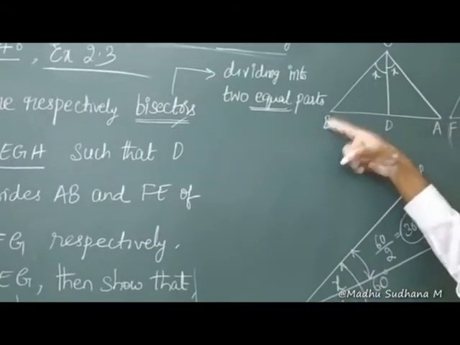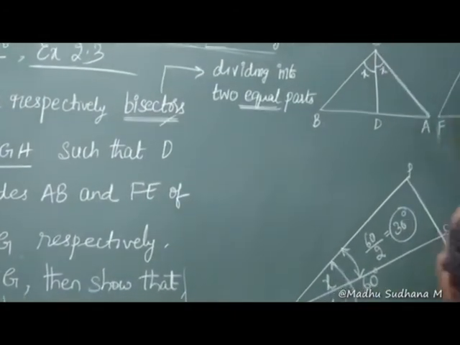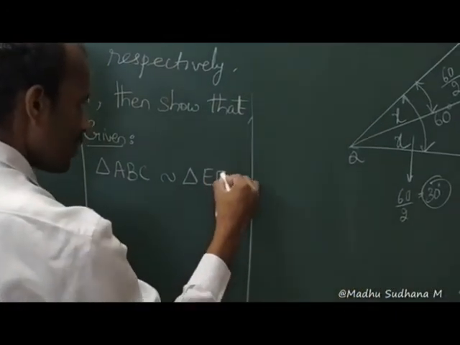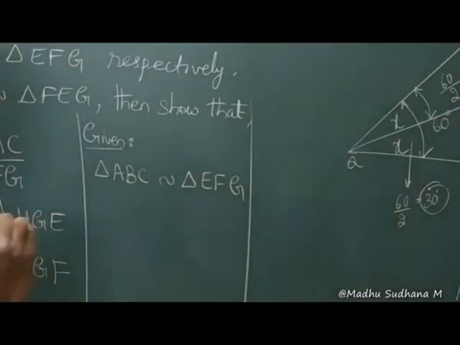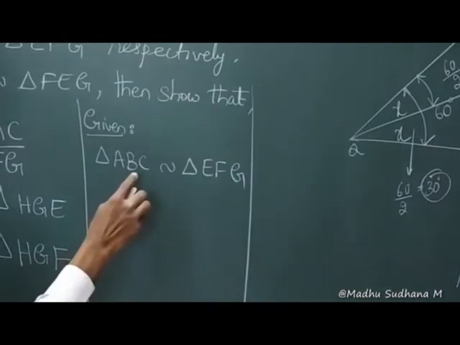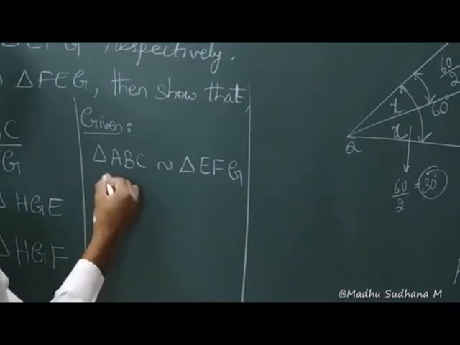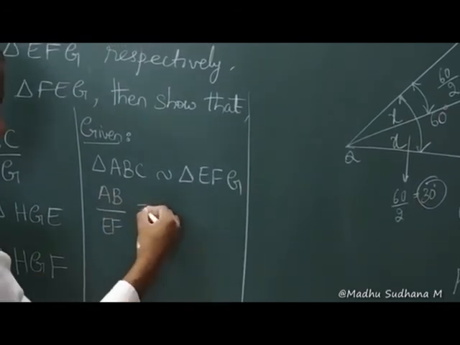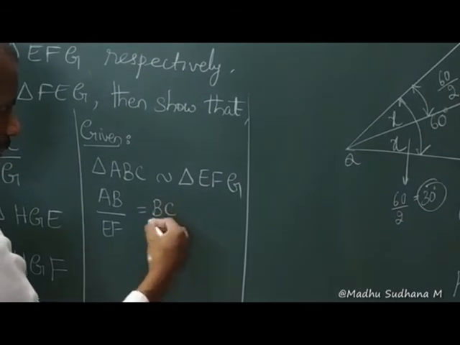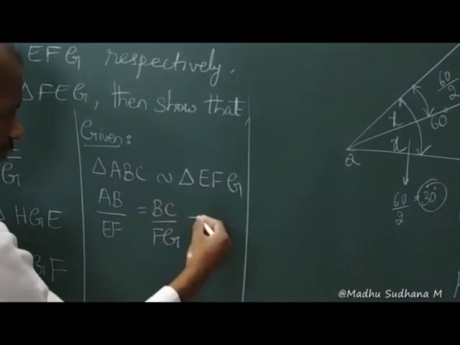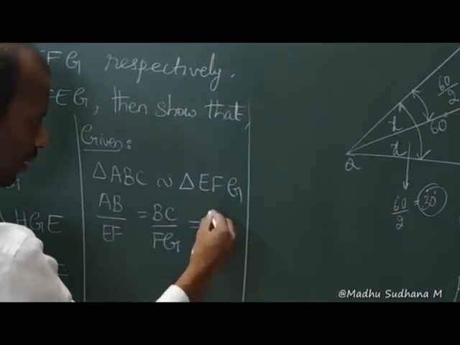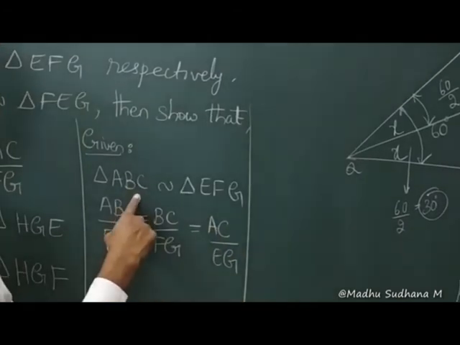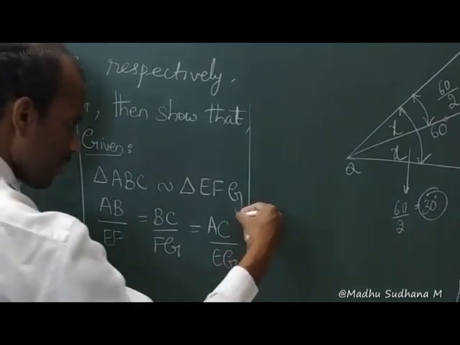A to B, B to C, so EFG. So triangle ABC and triangle EFG are similar. Followed it? So can we write the proportional for sides here? Let me write AB by EF, which is equal to BC by FG, which is equal to AC by EG, only because in the given part the triangles are similar.